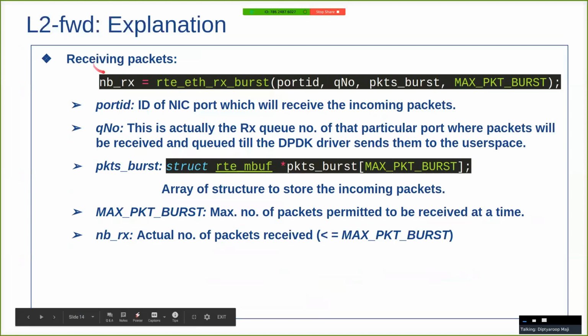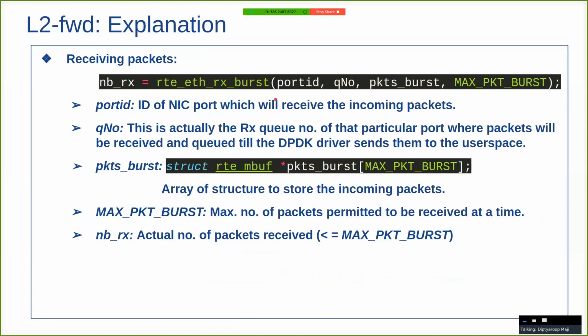So these are the APIs. For receiving packets, DPDK provides the rte_eth_rx_burst API, where we specify from which port and which RX queue we want to receive the packets. We also pass two other parameters. One is the packet burst, an array of rte_mbuf structures to store the incoming packets, and we tell the API the maximum number of packets we are expecting at a time. The actual number of packets is anything less than or equal to this maximum packet burst.